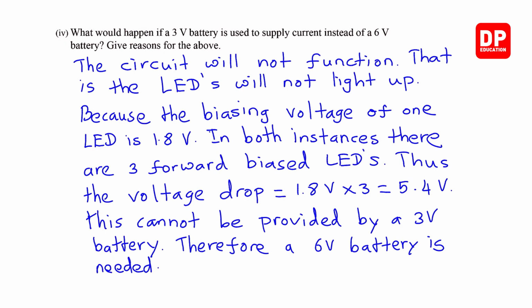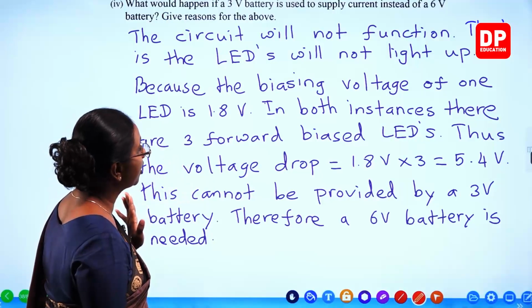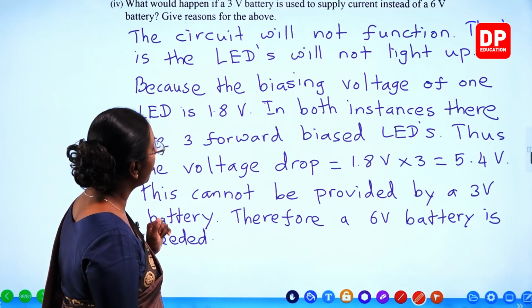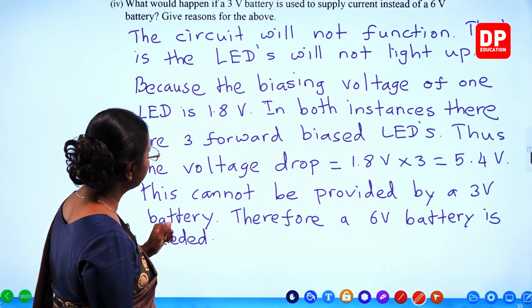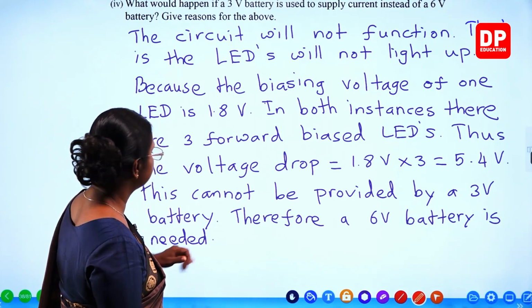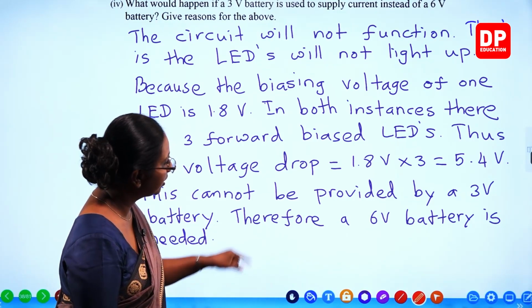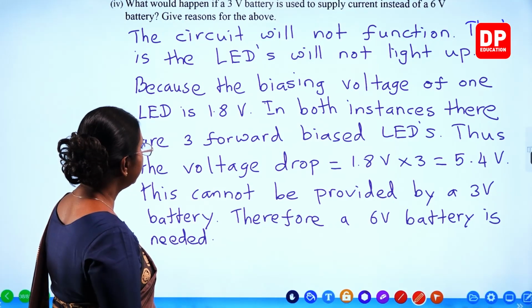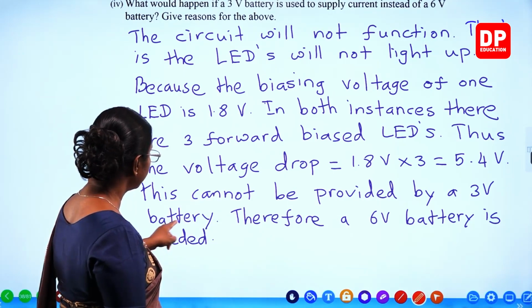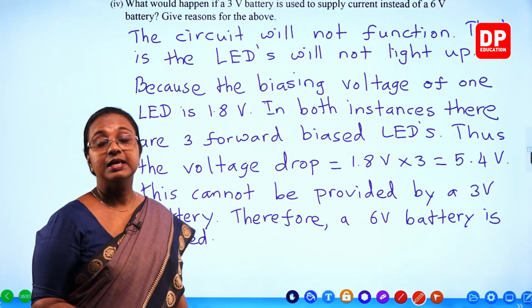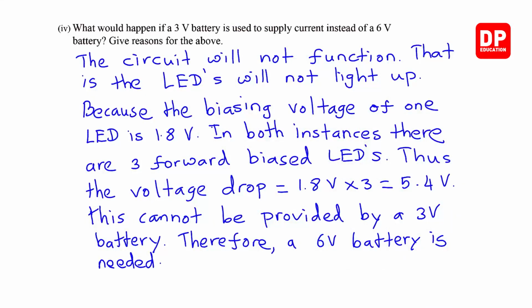The circuit will not function, that is the LEDs will not light up. Why? Because the biasing voltage of one LED is 1.8 volt. In both instances, there are 3 forward biased LEDs. Thus, the voltage drop is equal to 1.8 into 3, that is 5.4 volts. This cannot be provided by a 3 volt battery. Therefore, a 6 volt battery is needed. Is that clear? So, that is the answer to this question.